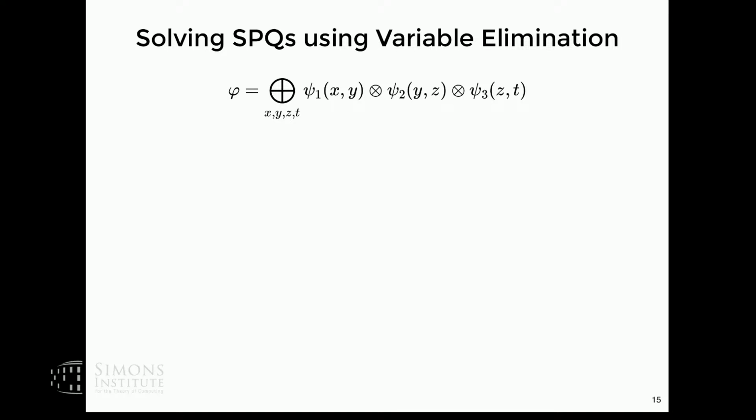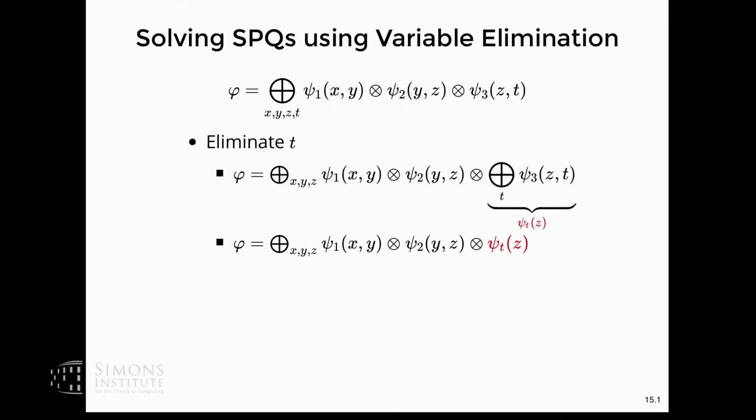Over here, we are taking a summation over t, but these 2 functions do not really involve t. So using the semi-ring distributive property, we can pull these 2 functions outside the summation over t, so that the summation over t only wraps this function. Specifically, we push the summation over t inside so that it's only over psi 3, using the distributive property of the semi-ring.